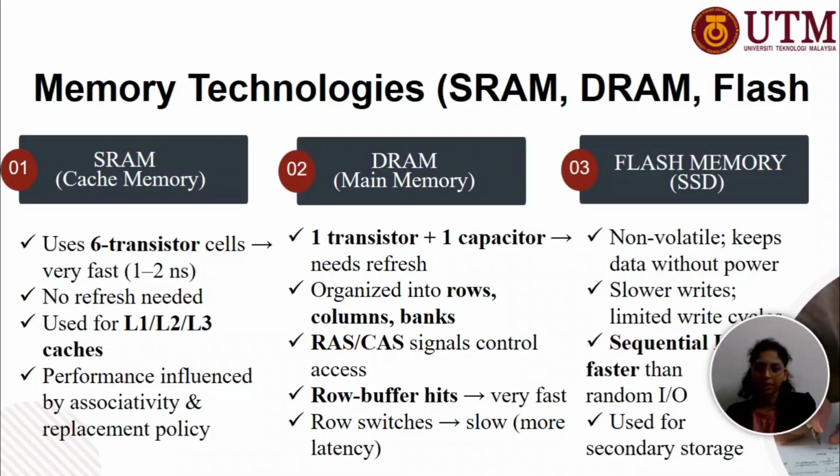Third, flash memory, found in SSDs, is slower than RAM but faster than hard disk. It is non-volatile and good for long-term usage. Sequential I/O on flash is very fast, but random I/O can be much slower.